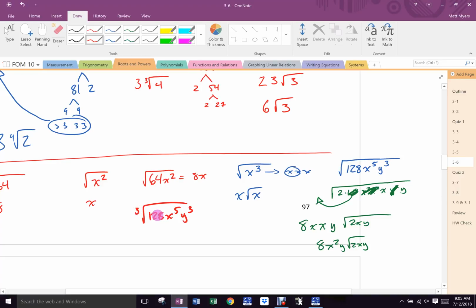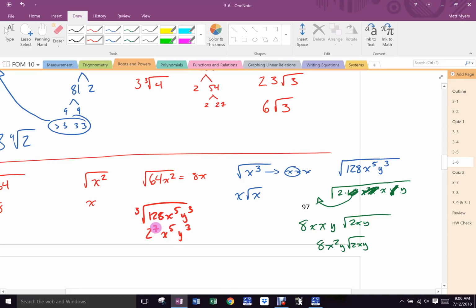We know how to do the numbers. We'd be looking for groups of 3, right? And we know that that's 2 to the 7th, yeah? So if that's 2 to the 7th, x to the 5th, y to the 3rd, what do I do with the 3?